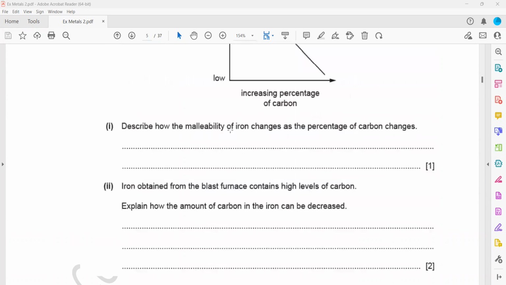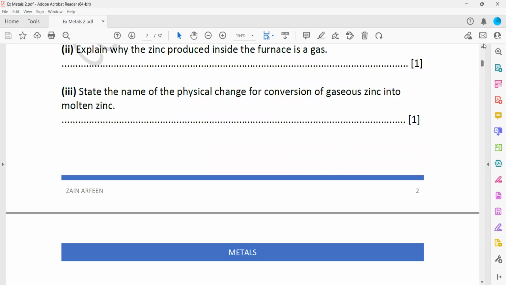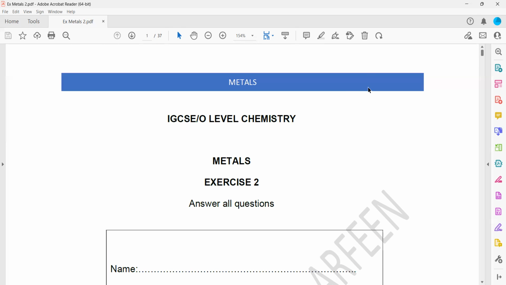So these are the first two questions from exercise 2, the topic metals and their extraction. Next session we'll do more questions from this exercise.